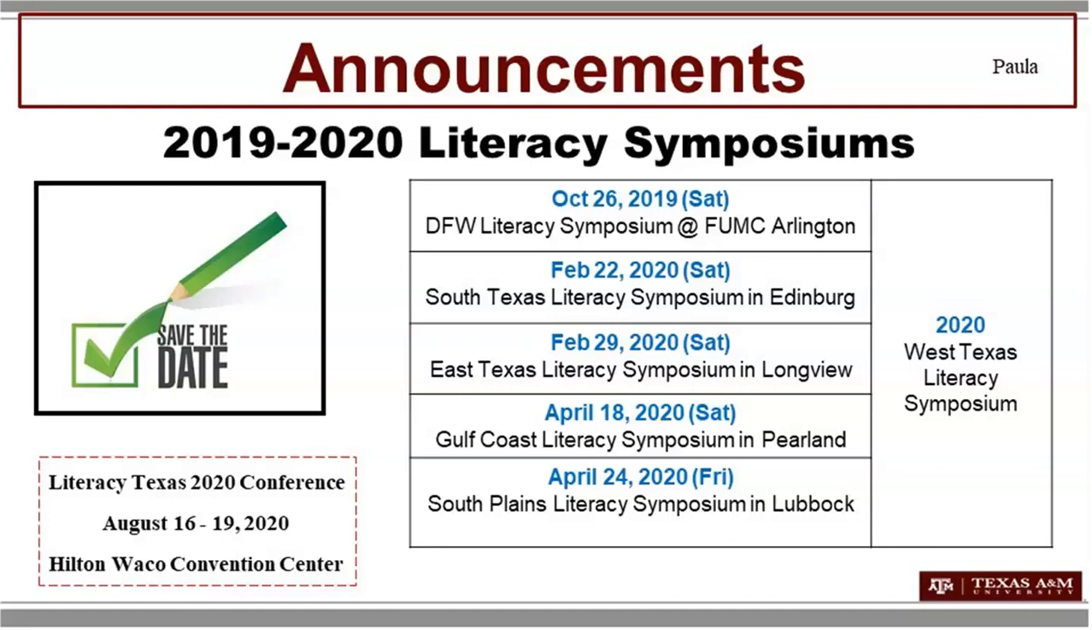The dates, let's see, we finished the DFW Literacy Symposium about 3 weeks ago with about 150 participants, very successful. And we'll have the next group come in February. So the 22nd of February, we'll go down to Edinburg, and the 29th, we'll go over to Longview.